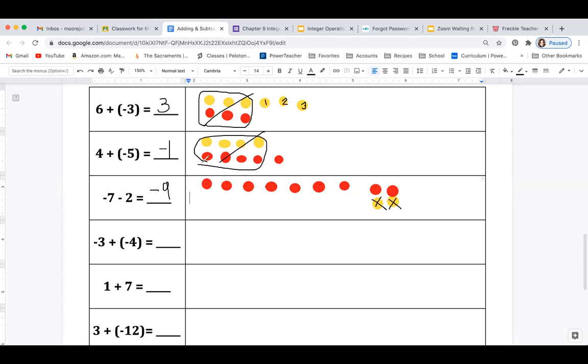So if I rewrote this as an addition sentence, I would start with my first term, and then remember, add the opposite. So if I was adding the opposite, -7 plus -2, look at, we've got it. The same model, -7 plus -2. Isn't that cool? So it doesn't matter which approach you take, you're still going to get the same answer, which is -9.